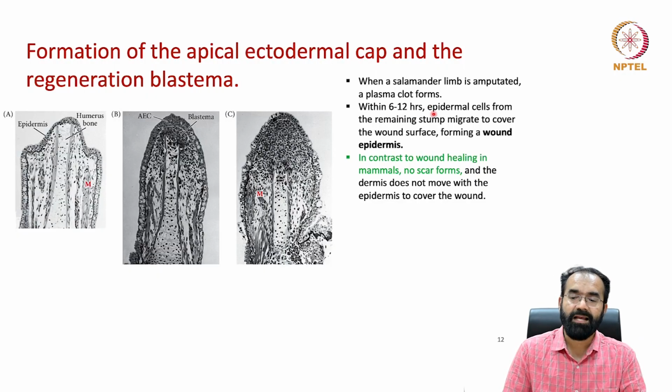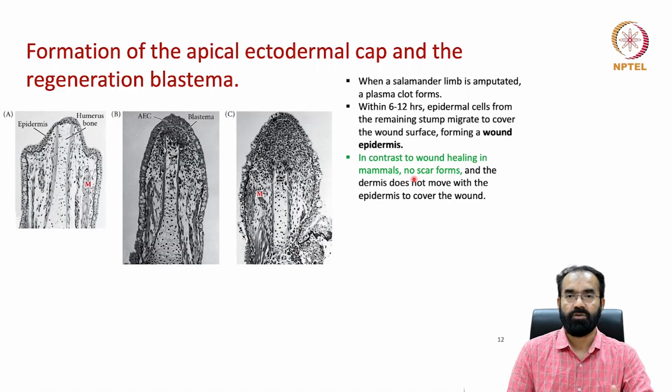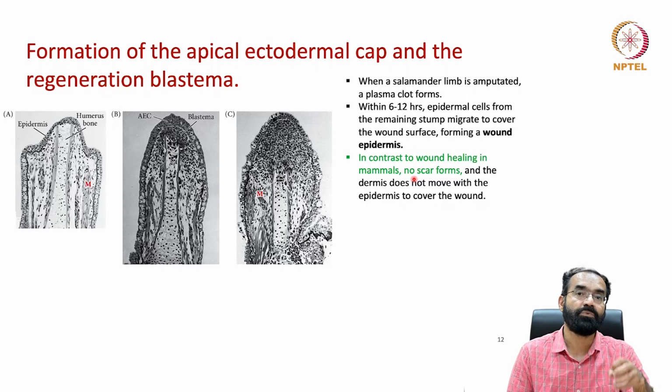Within 6 to 12 hours, epidermal cells from the remaining stump migrate to cover the wound surface, forming a wound epidermis. Below that, the blastema forms. In contrast to wound healing in mammals, no scar forms, and the dermis does not move with the epidermis to cover the wound. So wound healing with a scar is seen in mammals, but in this animal where regeneration occurs, a scar is not formed. In fact, a scar is formed and removed instantaneously so that the regeneration is kick-started. No scar forms, and the dermis does not move with the epidermis to cover the wound.